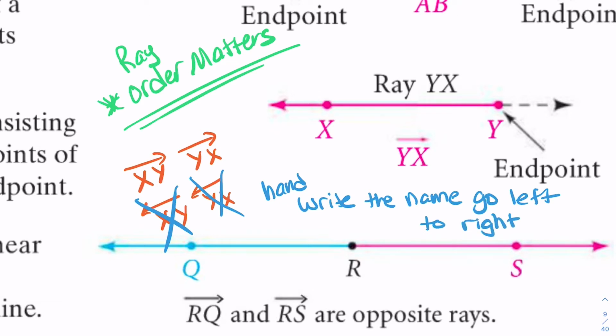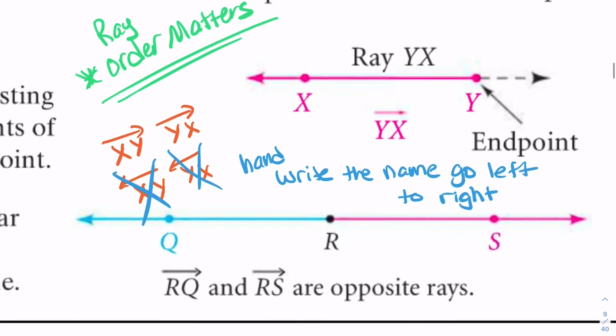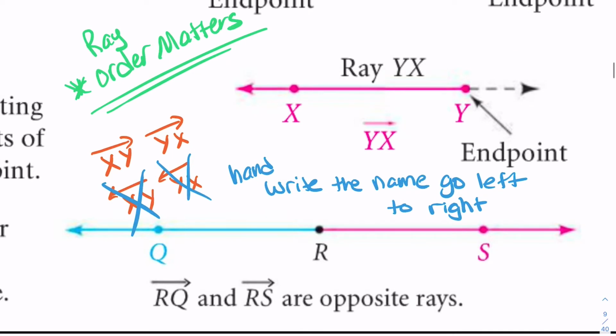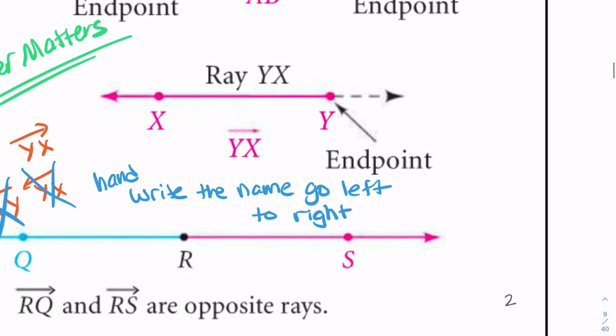Not an option, okay? The ray itself, this ray in space, can be in any direction. It can go up, it can go down, it can go left, it can go right. Doesn't matter. But when you handwrite its name, when you're naming it, it has to go left to right. And it always has to start at an endpoint.